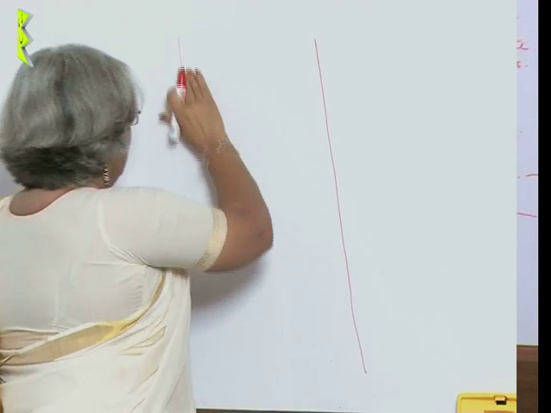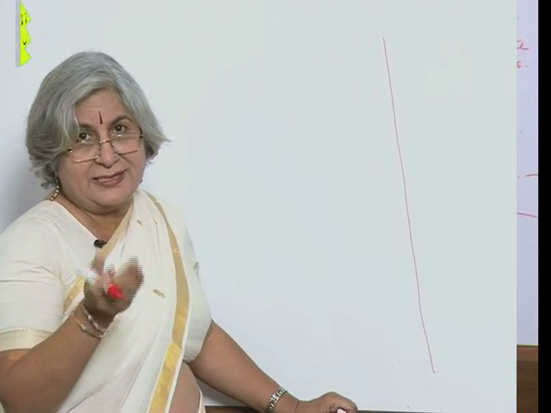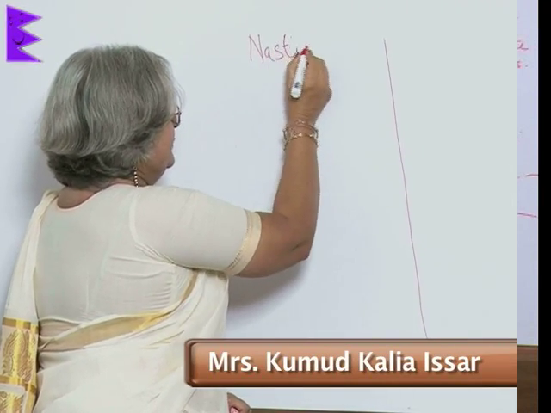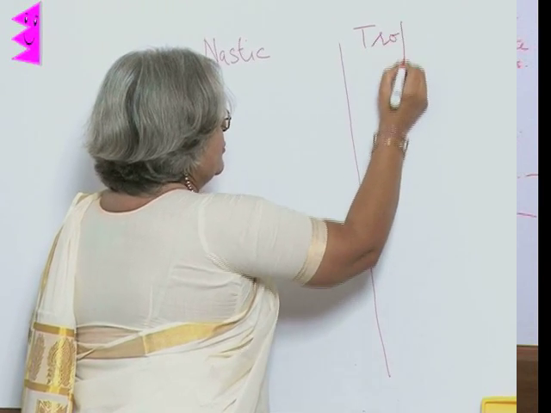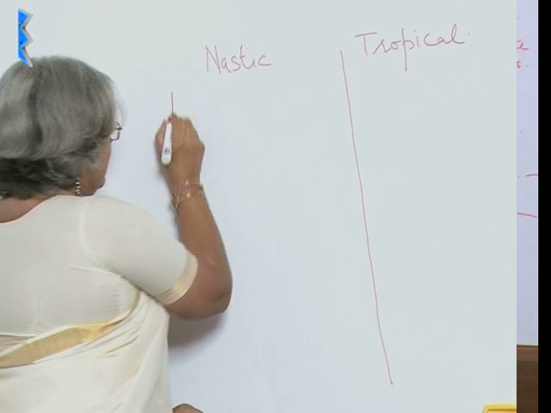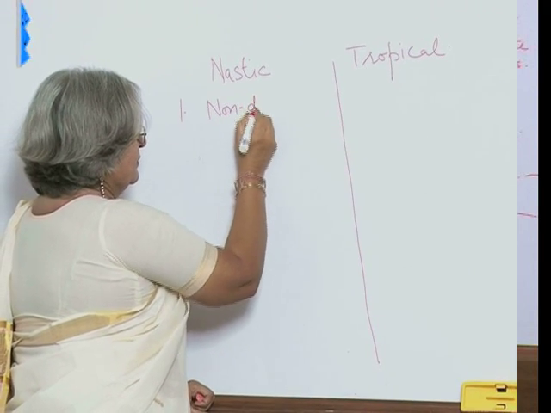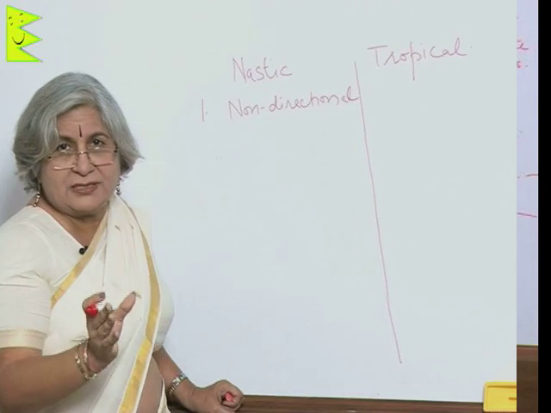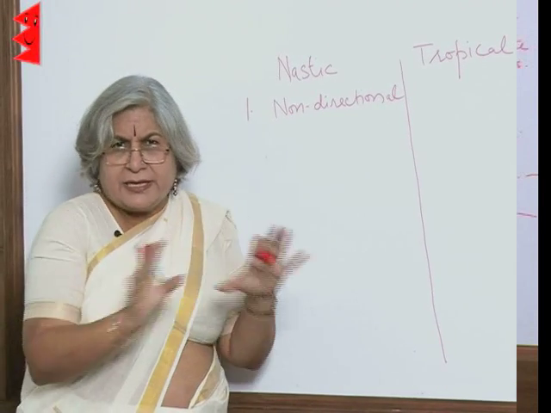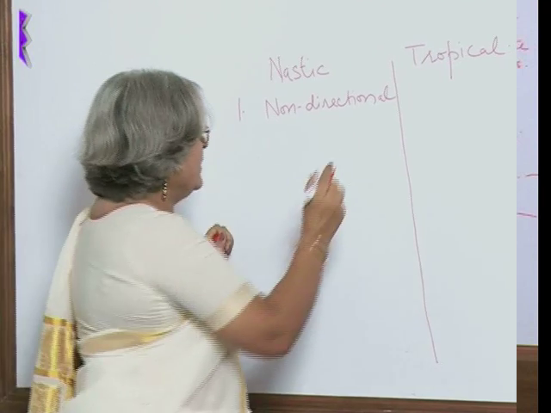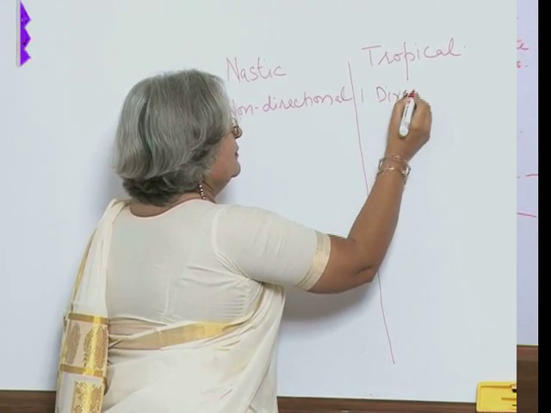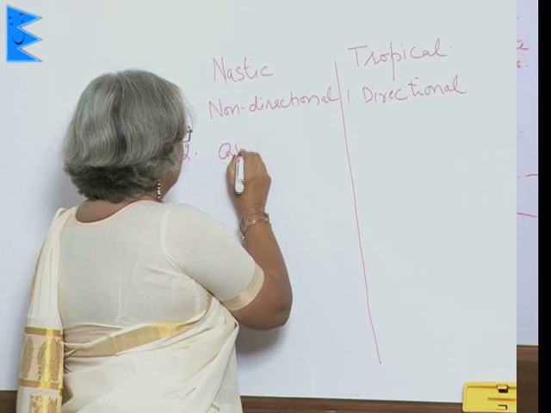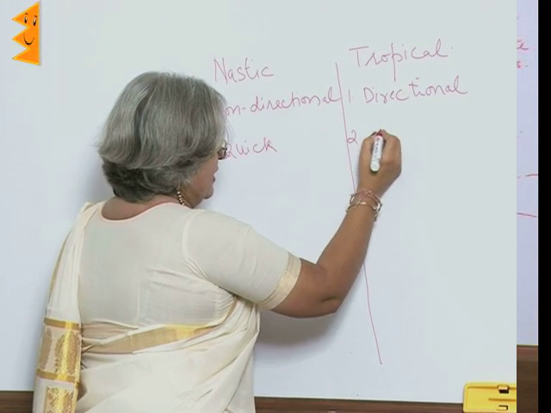The movements which are non-directional, as in case of touch me not plant, they are called nastic movements, and the other ones are called tropic movements. Nastic are non-directional. What does that mean? They are neither towards the stimulus nor away from the stimulus. The direction has no role to play, while tropic movements are directional. Then these movements are quick, while these movements are slow.